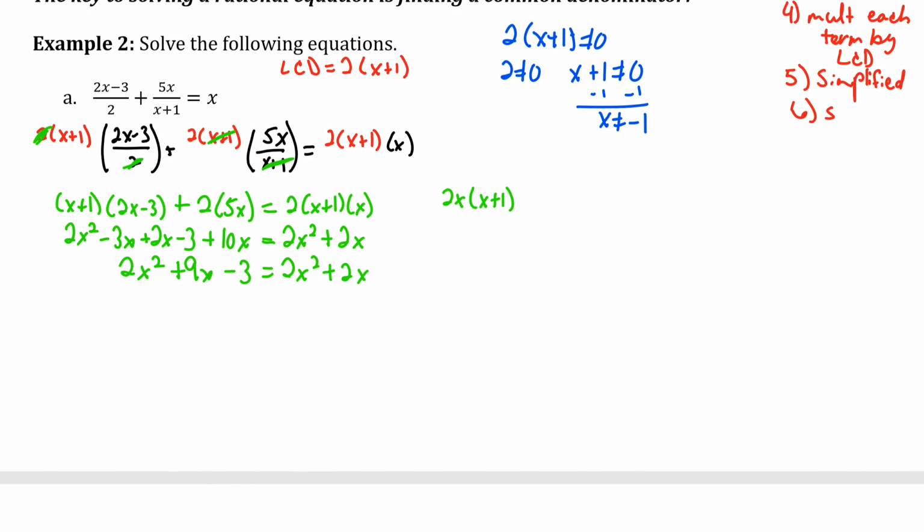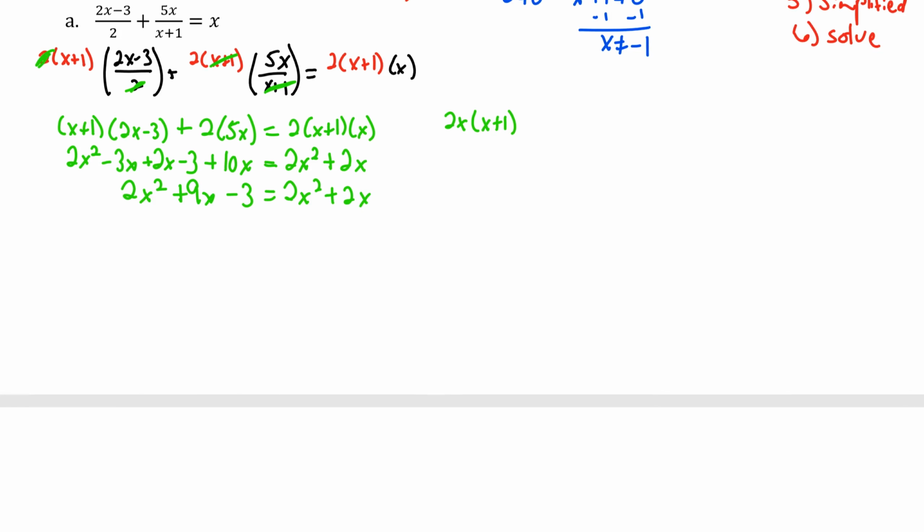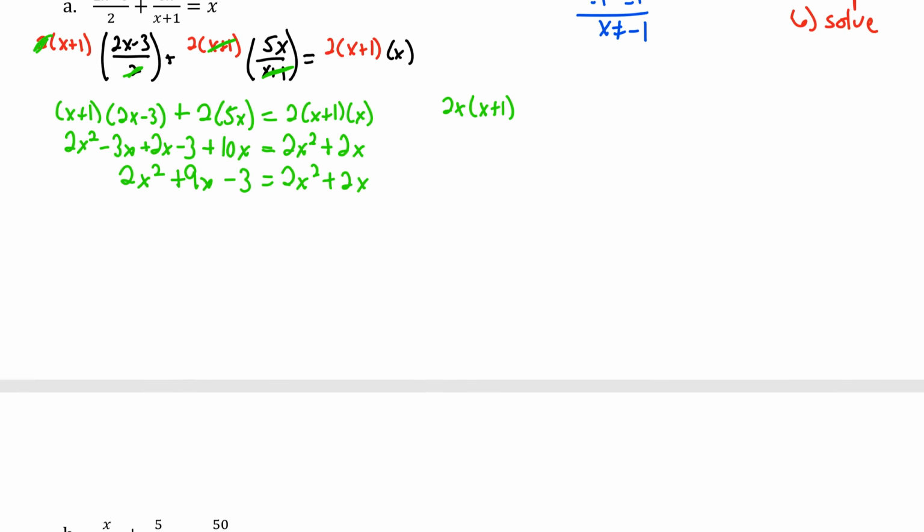Now we solve just like we have been doing. So in this particular case, I've got 2x squared on both sides, so I'm going to subtract a 2x squared from both sides. That way these cancel. This will leave me with a 9x minus 3 is equal to a 2x, not squared, just a 2x.